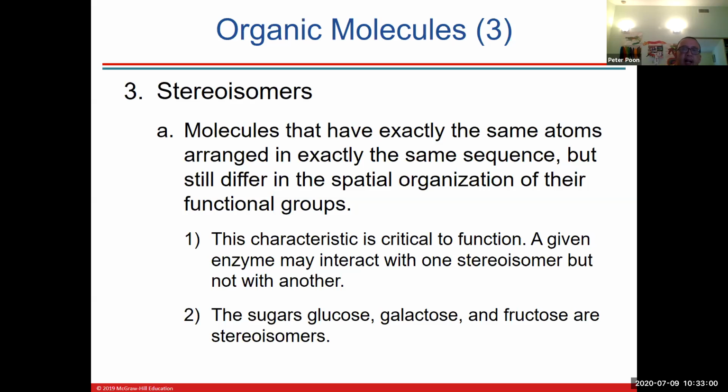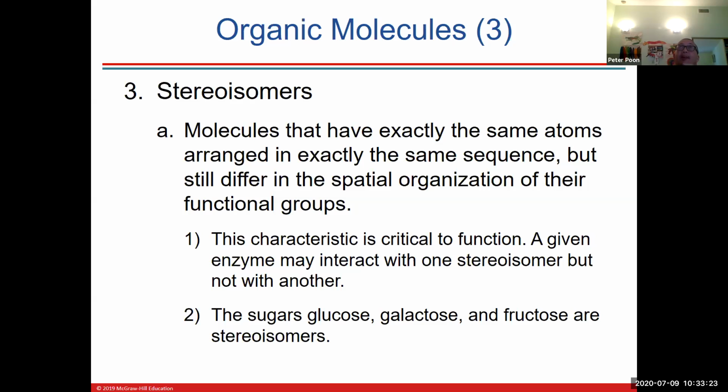Stereoisomers are molecules that have the exact same atoms, arranged in exactly the same sequence, but they still differ in the spatial organization of their functional groups. A characteristic critical to function. An enzyme may interact with one stereoisomer but not another.